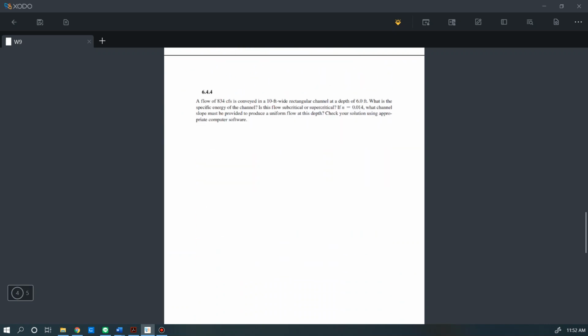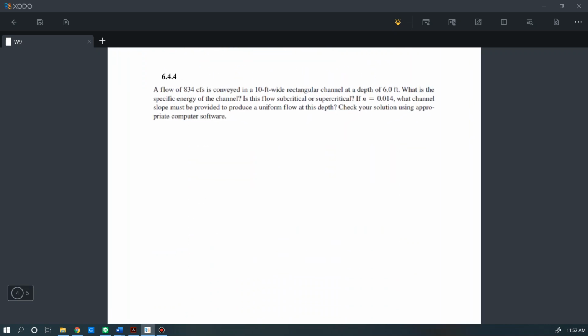Now let's move on to the next question, 6.4.4. In this problem, we have a rectangular channel conveying a flow with a flow rate equal to 834 CFS in a 10 feet wide rectangular channel.